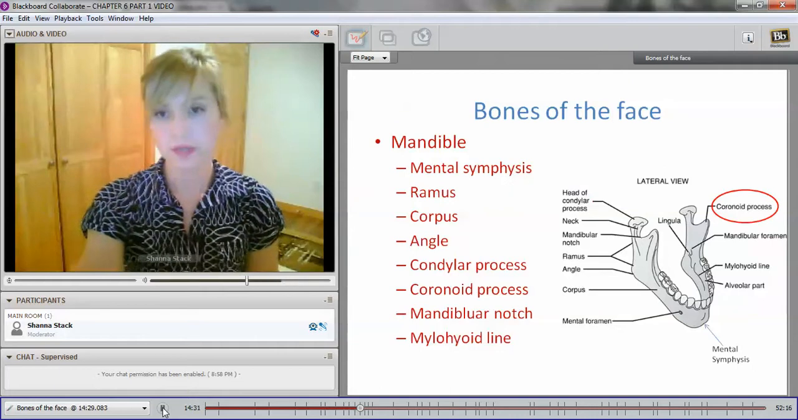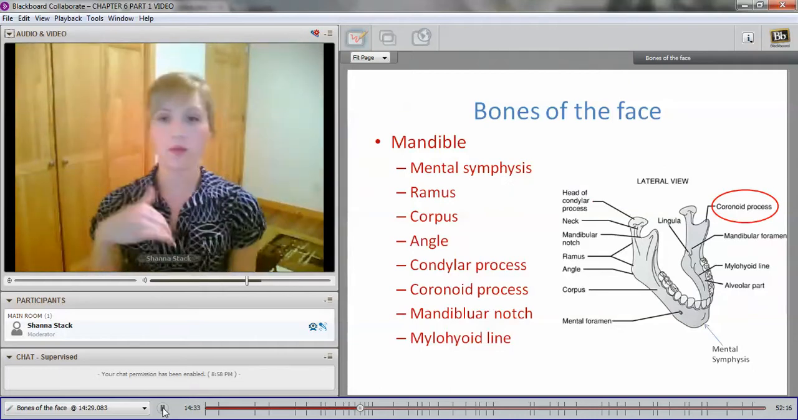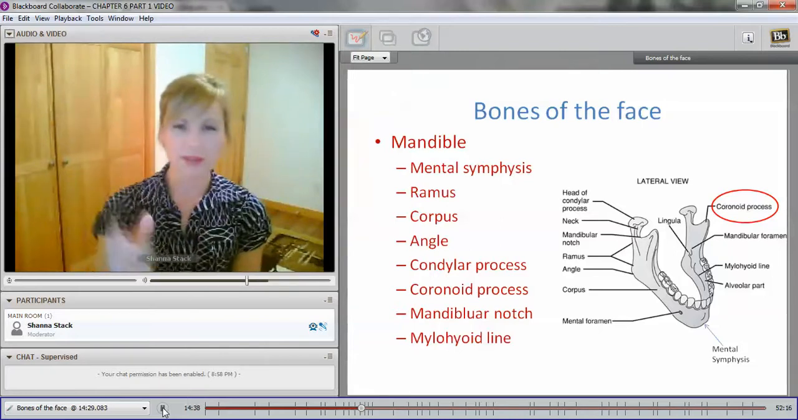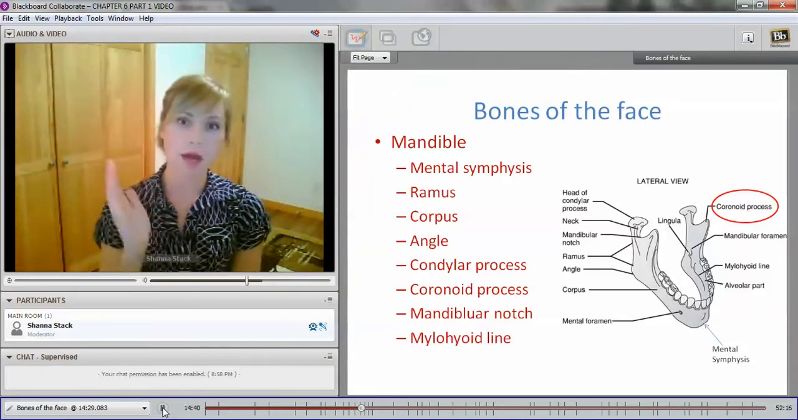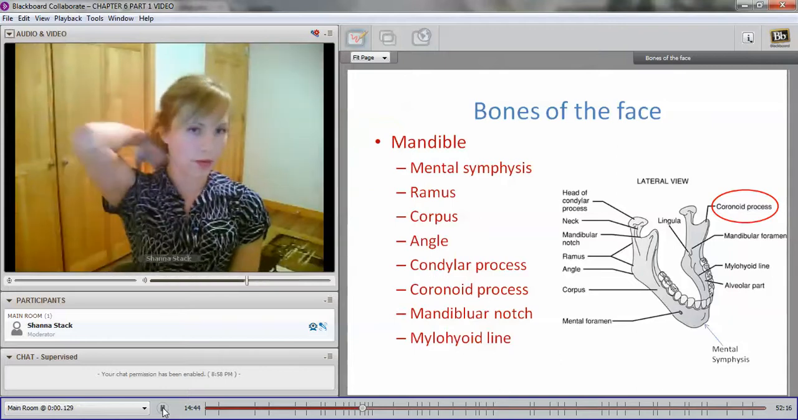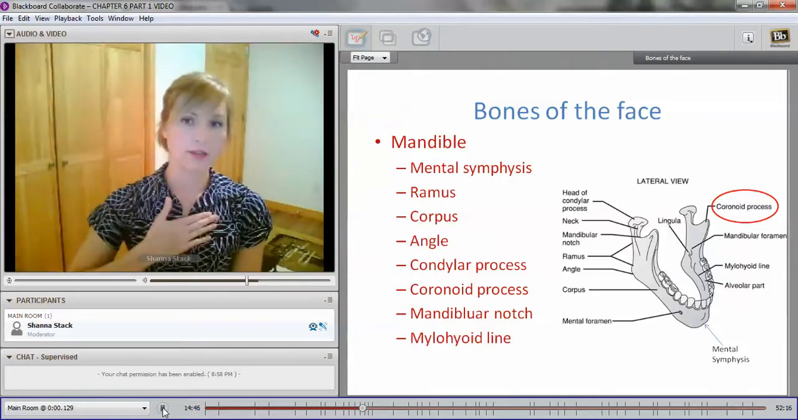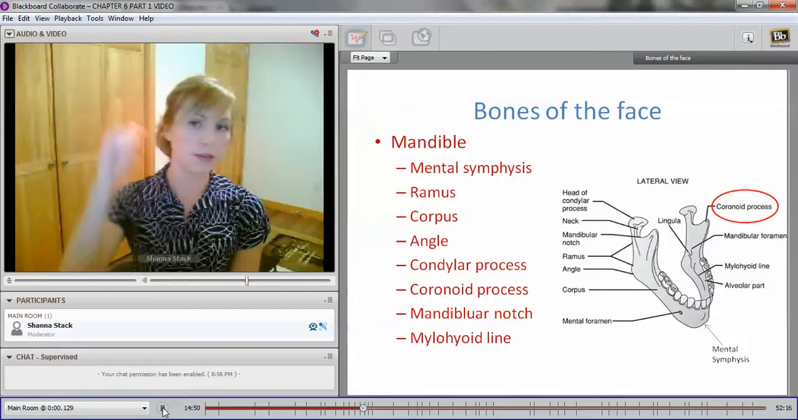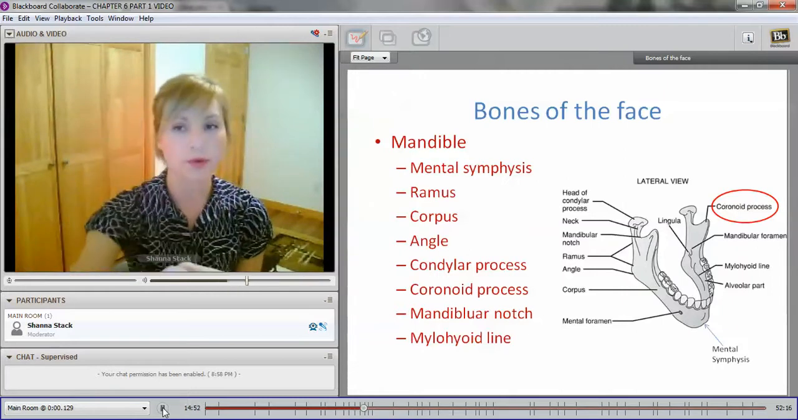And there's the coronoid process, and I used to get condylar and coronoid mixed up, but I just think of the Y. I use the alphabet a lot, so I think of the Y being later in the alphabet. So condylar is more posterior. Remember, posterior is back, anterior is forward. So condylar is this process that's farther back, and your coronoid is the more anterior process.